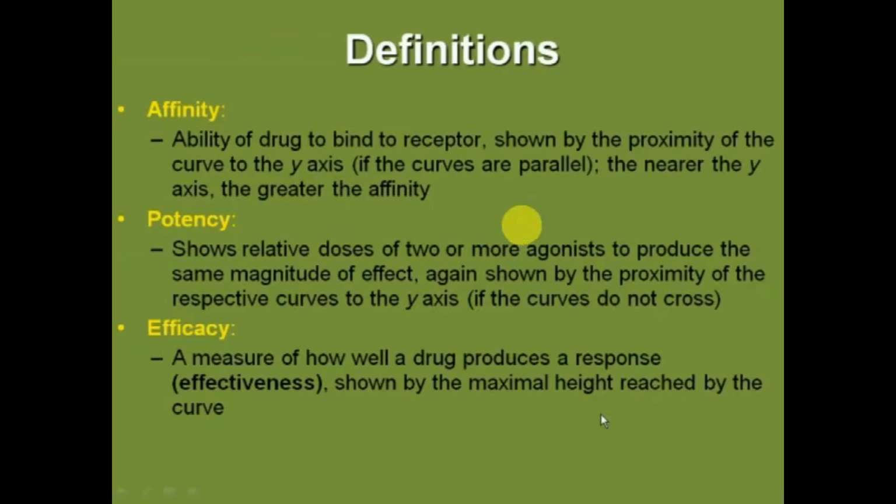So till now we have discussed many terms: agonist, antagonist, affinity, potency and efficacy. Agonists can further be divided into other types: full agonists and partial agonists. We will discuss them later on.